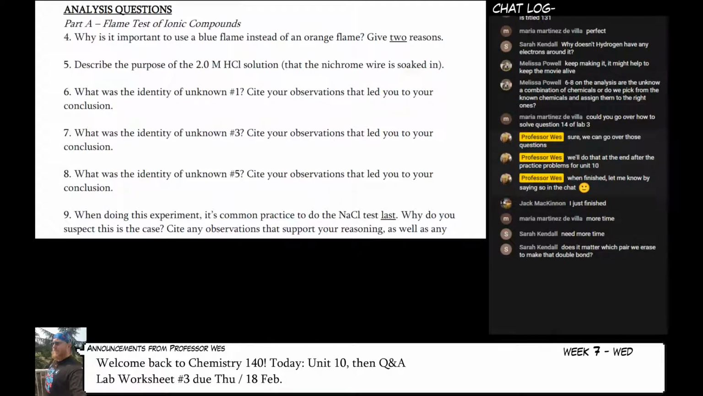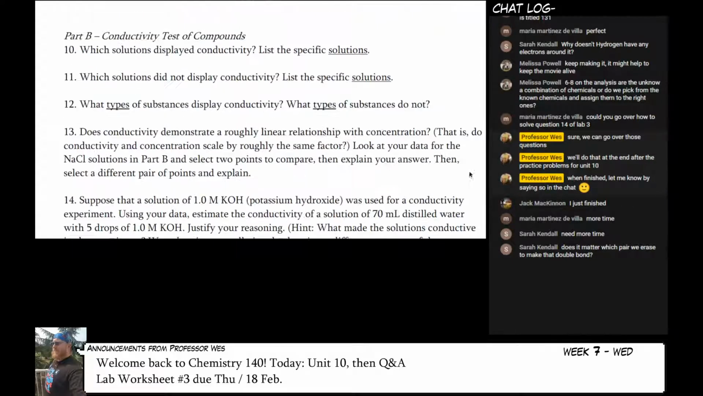So you're going to assign each one based on the color. So if you saw something that was known and it was blue, and then in the unknowns you saw one that was also blue, they would be the same thing, and you would state that. So for those 3 questions, you're going to pick what you think those unknowns are out of the known compounds. And then what was the other question? Number 14 here.